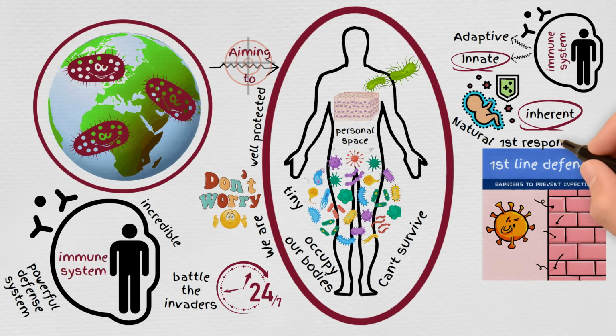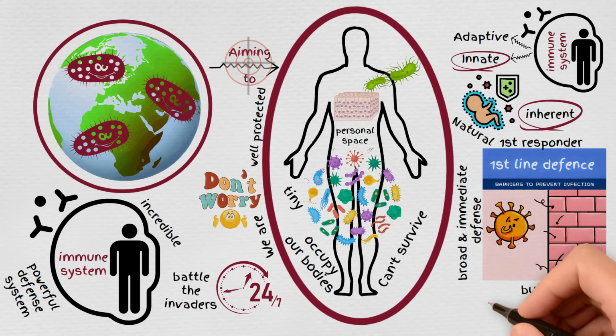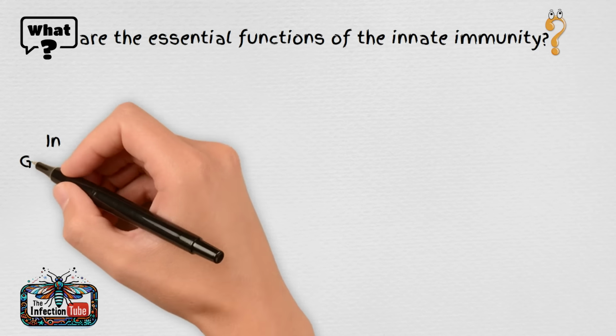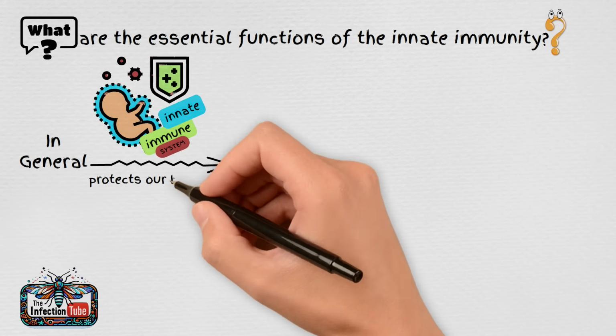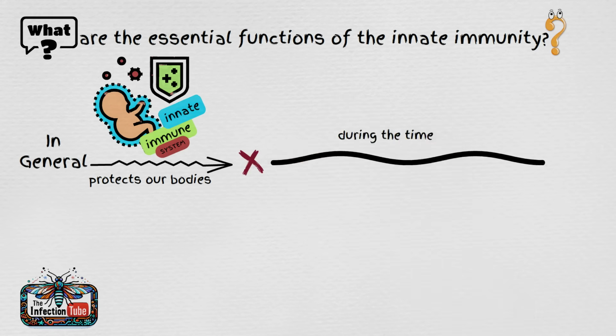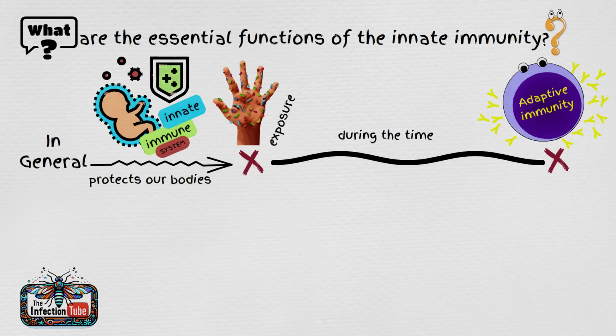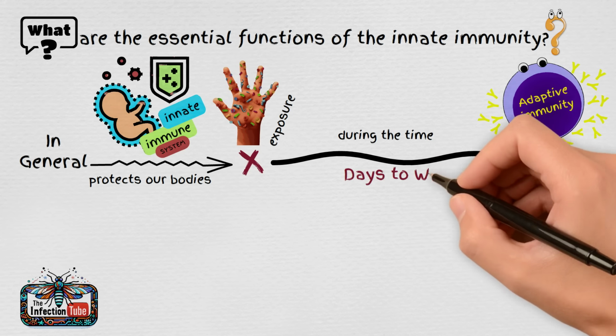It is like the first responder, always on the scene immediately, offering a broad and immediate defense against invaders. It's the body's built-in security system, ready from the moment you're born. The second question is, what are the essential functions of the innate immunity? In general, the innate immune system protects our bodies during the time between microbe exposure and initial adaptive responses. If you're wondering how long it takes for a full development of the specific adaptive immune response after microbe exposure, the answer is days to weeks.